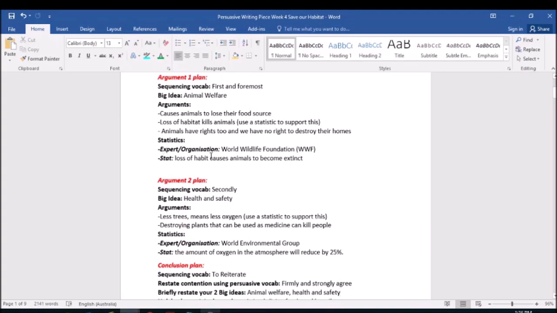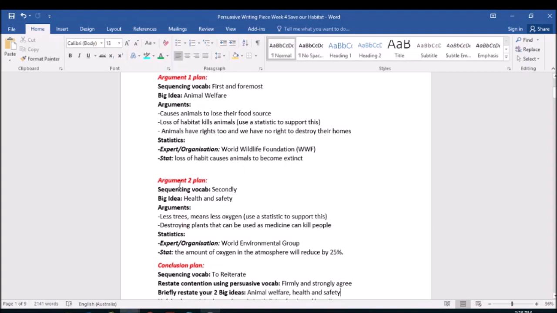Well, the expert/organisation is going to be the World Wildlife Foundation, the WWF. Remember, it's not the World Wrestling Foundation, the WWF, the World Wildlife Foundation. And the stat is going to be that loss of habitat causes animals to become extinct.